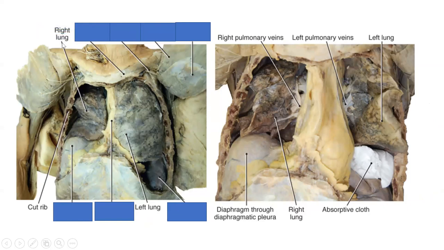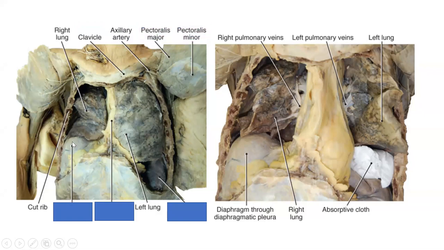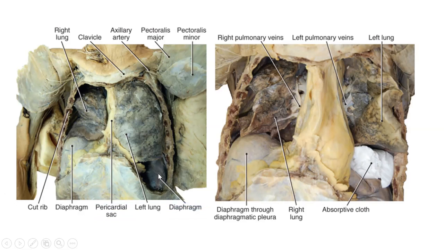All right, where are we starting? Okay, so what is this? Sternum and clavicle. Clavicle. What do you think this nerve is? Probably the axillary. Yeah. Pectoralis major and minor. Yeah. So major, minor. Diaphragm. Sternum. Pericardium. So the sternum here is cut away. So what's underneath the sternum here? Pericardium. And what's over here? Another diaphragm. All right.